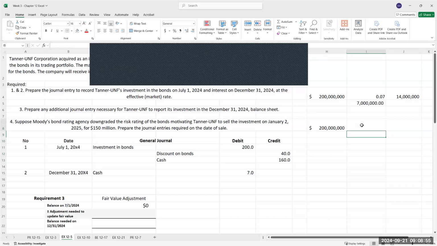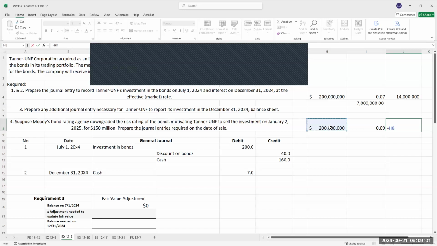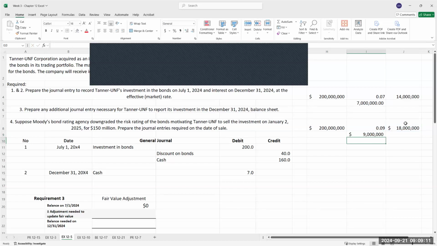So we have 200 million. The market is promised to pay us 9%. So 200 million multiplied by 9%. The market would promise to pay us 18 million. So we need to find a difference between the two. 18 million divided by 2 will be 9 million. That's how much we would receive if we were to invest in the market.